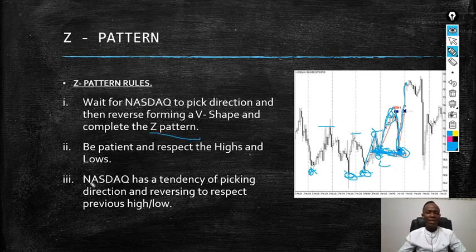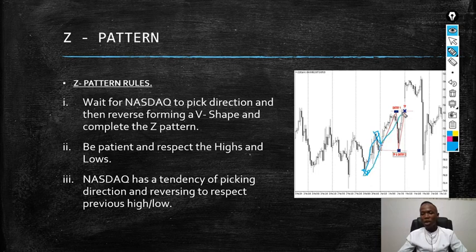NASDAQ has a tendency of picking a direction and reversing to respect the previous low. So what did the market do at this point? NASDAQ came here and went to the upside, picking a direction to the upside, as you can see. After picking a direction, we are anticipating that the market will continuously go to the upside in respect of what? The direction that the NASDAQ chose. If you look closely, the market impulsed to the upside, exhausted, and now we're looking for buying opportunities. Remember, after every push, there's always an exhaustion. So the market exhausted and then there was a push again.